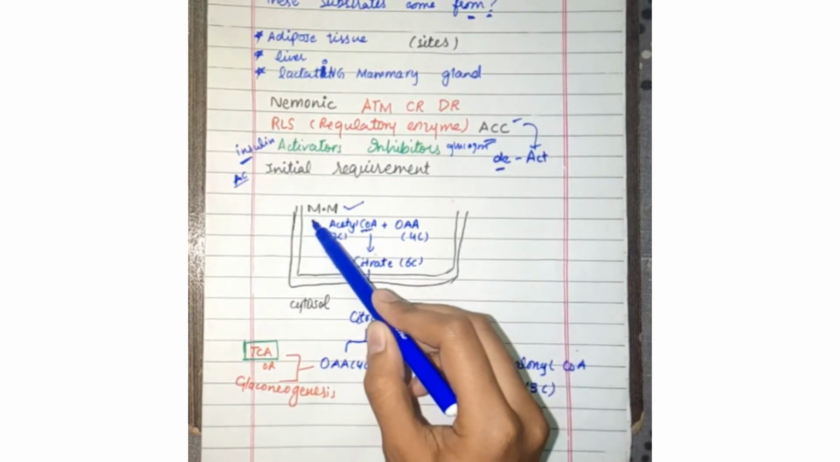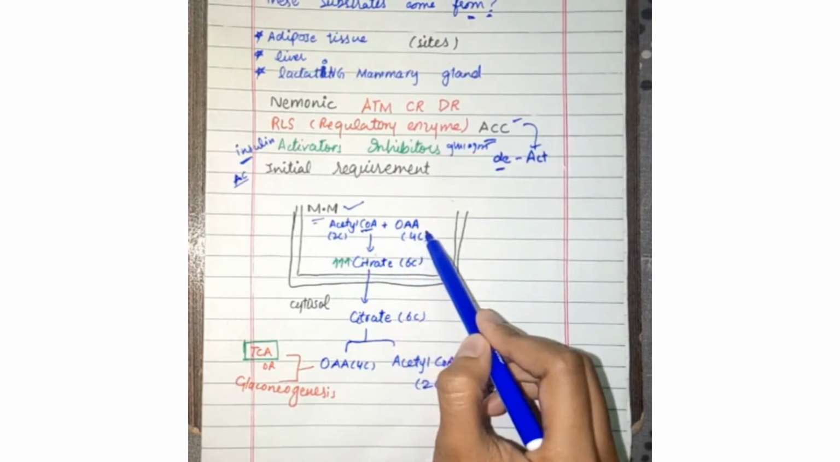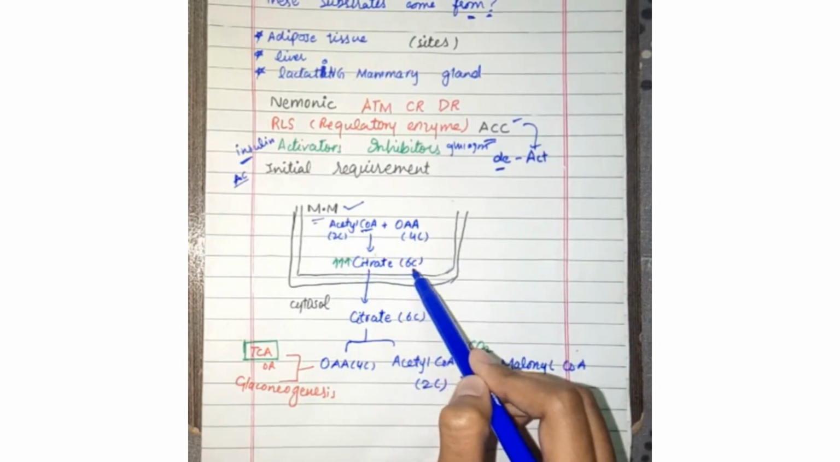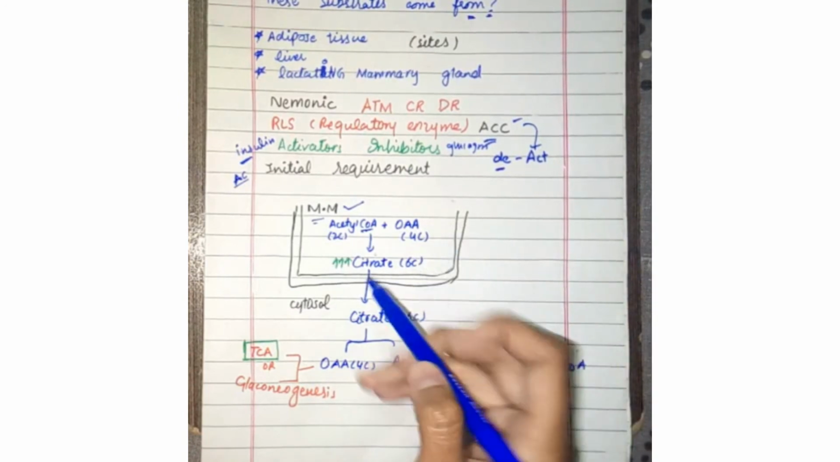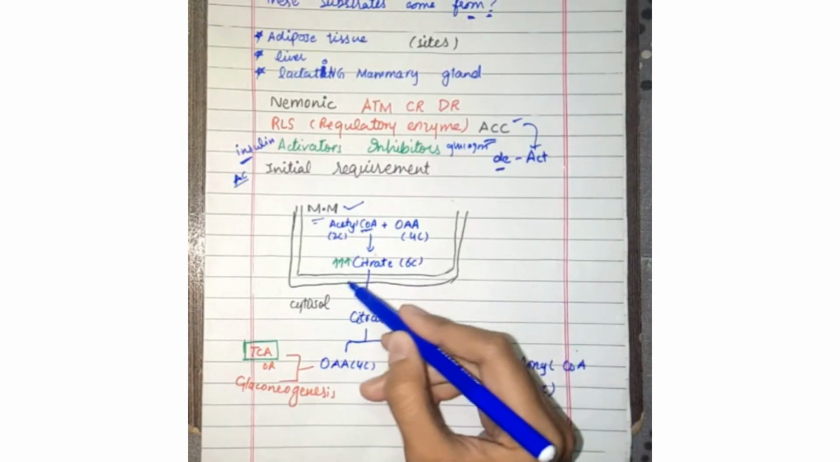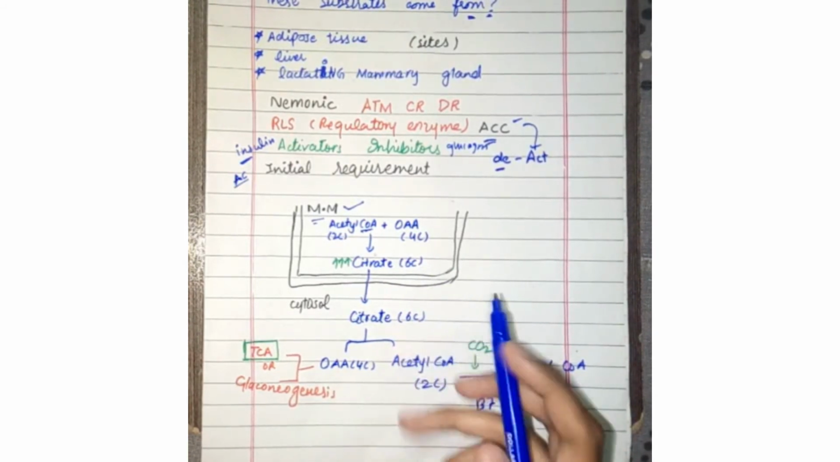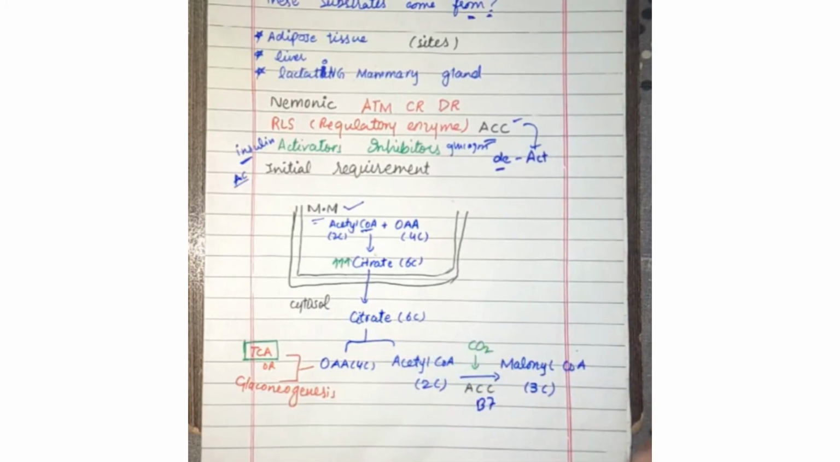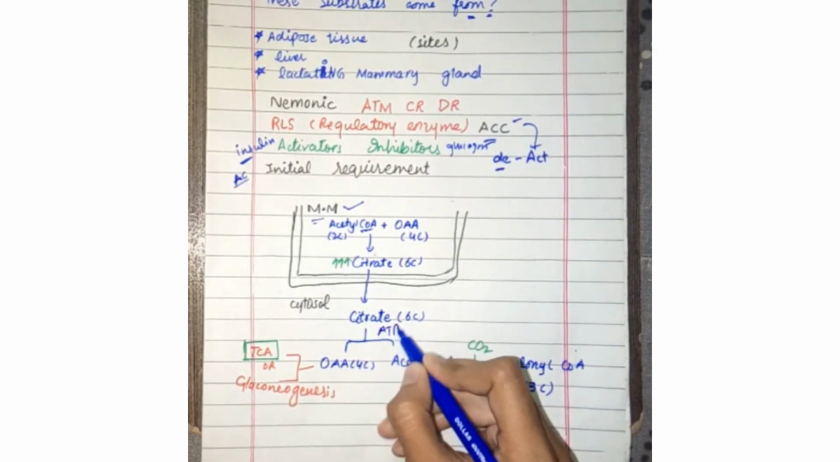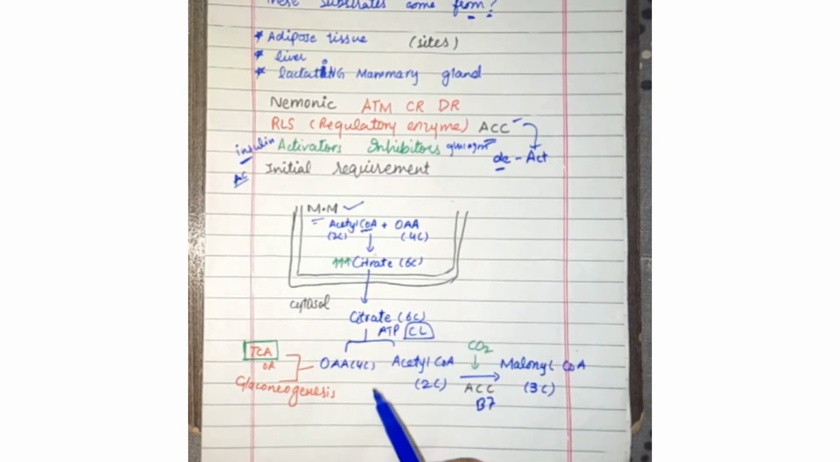So inside the mitochondrial matrix, what will happen? This 2-carbon acetyl-CoA will combine with 4-carbon oxaloacetate to form 6-carbon citrate. The enzyme is citrate synthase. When citrate level in the mitochondrial matrix elevates, it simply diffuses out of the mitochondrial matrix across the mitochondrial membranes into the cytosol. What will happen in the cytosol? This citrate undergoes lysis in the presence of the ATP dependent citrate lyase enzyme. So citrate will undergo lysis to form again 4-carbon oxaloacetate and 2-carbon acetyl-CoA.